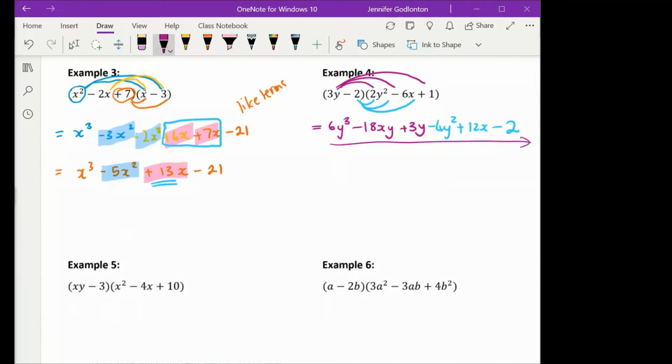Ma'am, may I try example 5? Sure, I'll ask you in a minute. At 25 past, I'm going to call on you. I just want to give everyone a chance to give it a try.